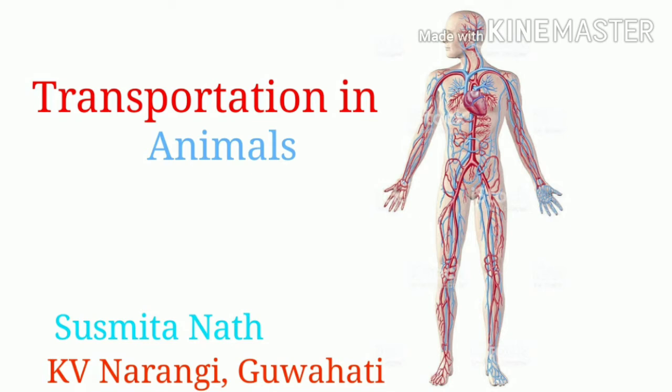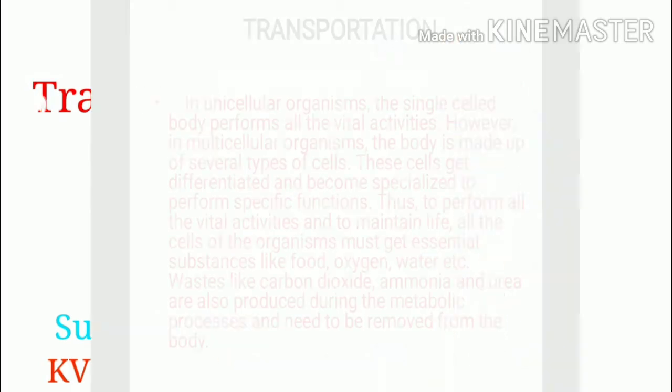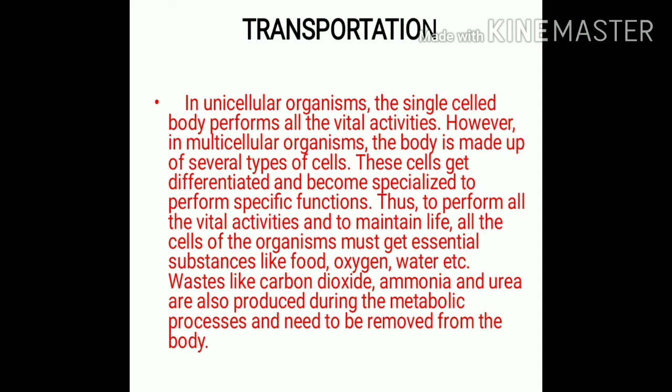Welcome students. Let us take up the topic transportation in animals, which is a part of the chapter Life Processes of Class 10 Science NCERT. As you know, in unicellular organisms, the single-celled body performs all the vital activities, whereas in multicellular organisms, the body is made up of several types of cells, and these cells get differentiated and become specialized to perform specific functions.